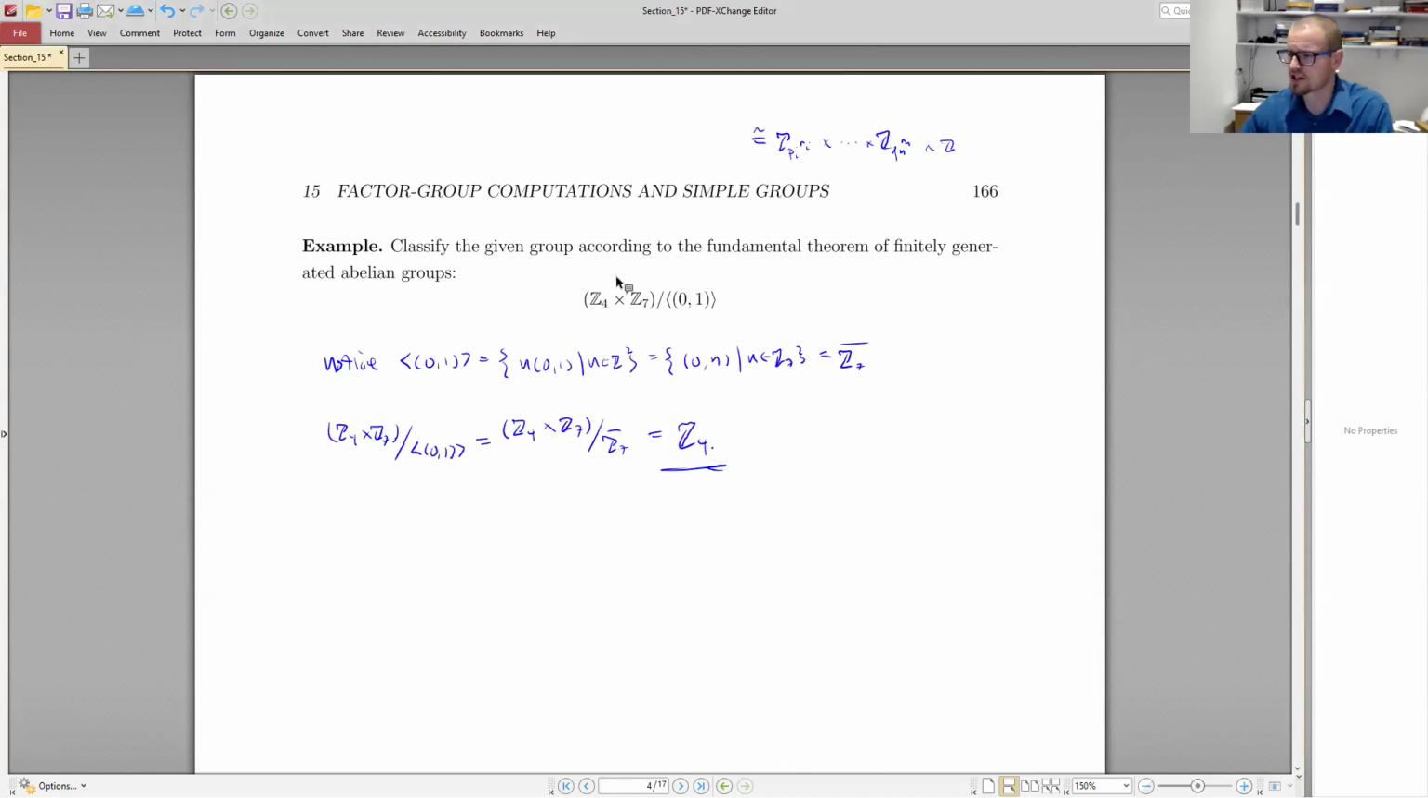So we've taken a look at this example, Z4 direct product with Z7, quotient by this subgroup. What's generated by this is essentially something that's isomorphic to Z7. Right? So what's generated by this is all of the things that look like that, where n is in Z7. But this is Z7 bar, right? We took a look at this definition. This is a theorem that we have previously looked at.